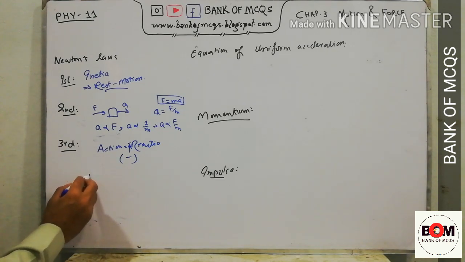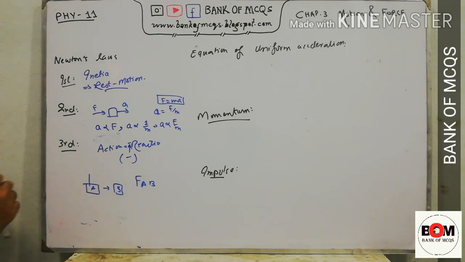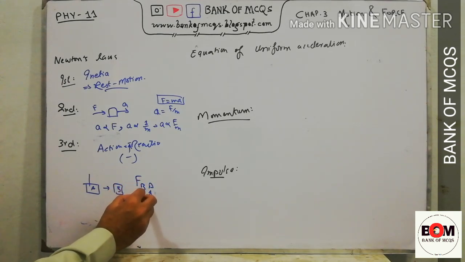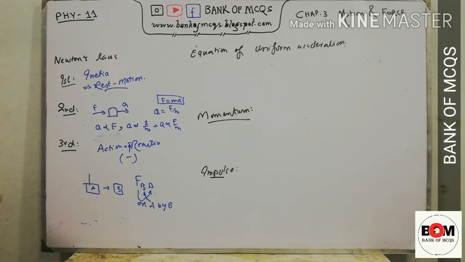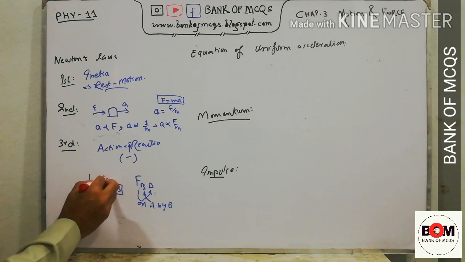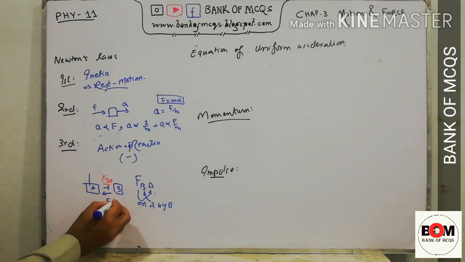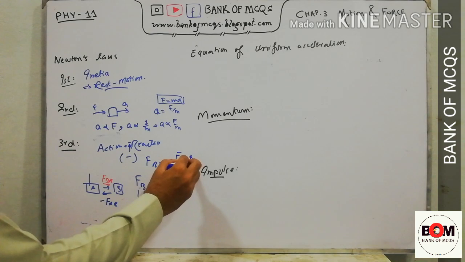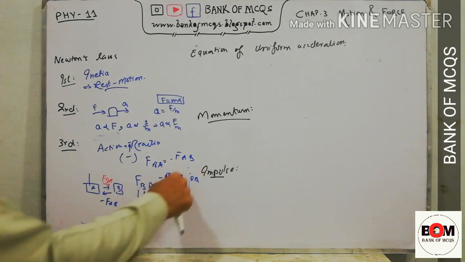For example, a body A applies a force on body B. FBA means force applied on A by B. So if force is applied on B by A, then B will apply the same force on A, but in the opposite direction. So we will put a negative sign here, and this shows us that FBA is equal to minus FAB, or we can also write minus FAB is equal to FBA.